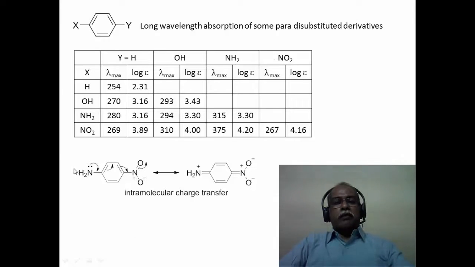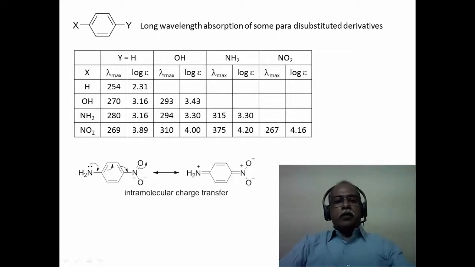If you look at the table carefully, the auxochrome effect is very clearly seen, going from benzene at 254 to phenol 270, aniline 280, and nitrobenzene 269, measured in this particular case, I believe, in ethyl alcohol as a solvent.